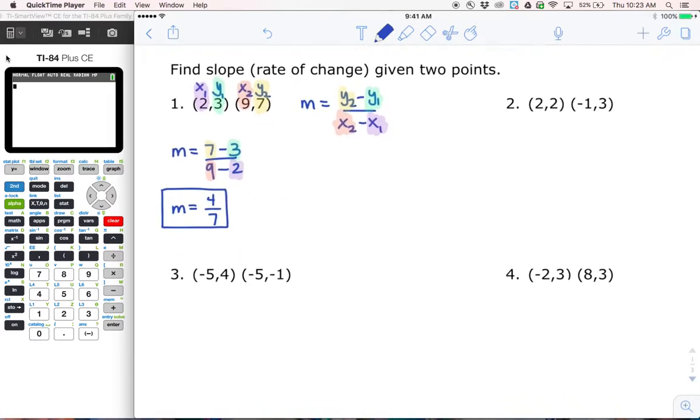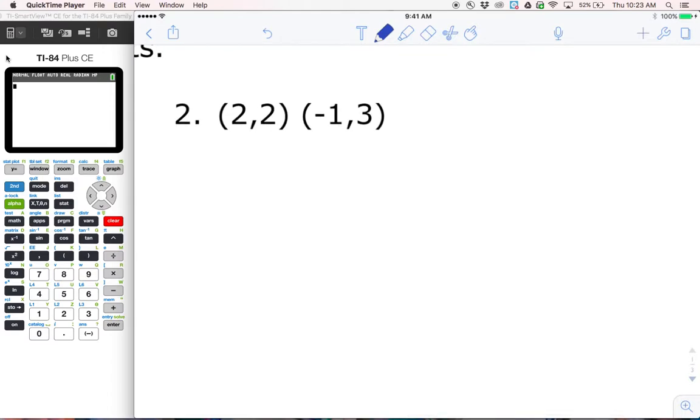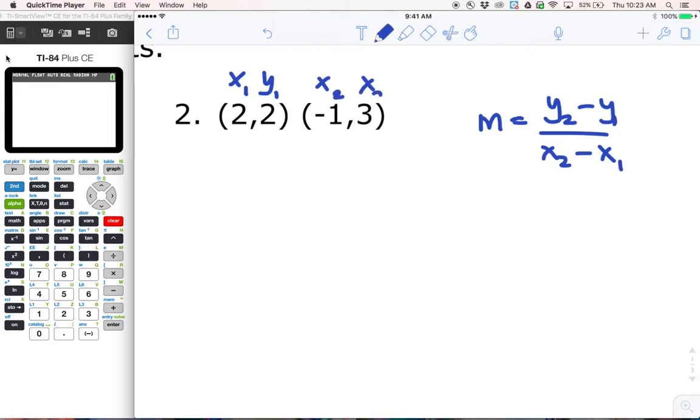All right, let's look at the second one. (2, 2) and (-1, 3). What's the slope between those 2 points? All right, let's remind ourselves of the formula. m equals y2 minus y1 over x2 minus x1. This is x and y from the first point. This is x and y from the second point. All right, I'm not going to color code this time just to go faster.